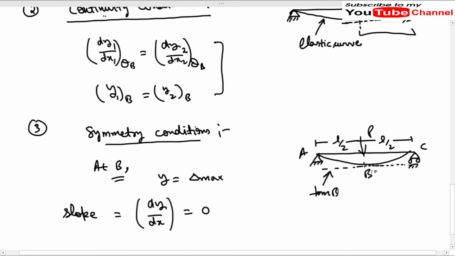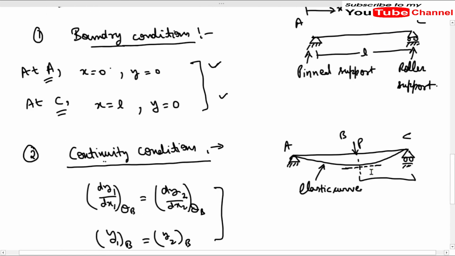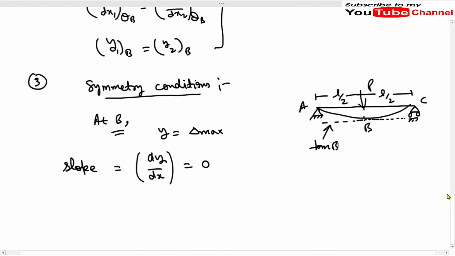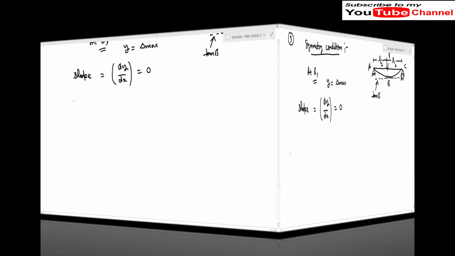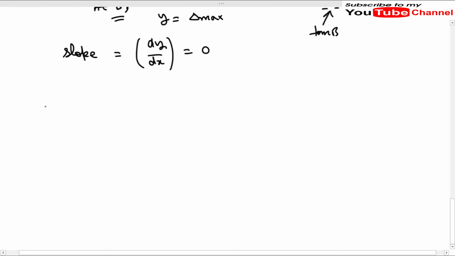We can use these three conditions in the double integration method, and in Macaulay's method as well, as we find suitable. So these are the different types of conditions. Now the one thing which remains is the sign convention. We have understood what Macaulay's method is, what different types of equations are used in this method, and how we are going to find the constants of integration. The last thing left is the sign convention. The sign convention will remain the same as we assumed in the double integration method.